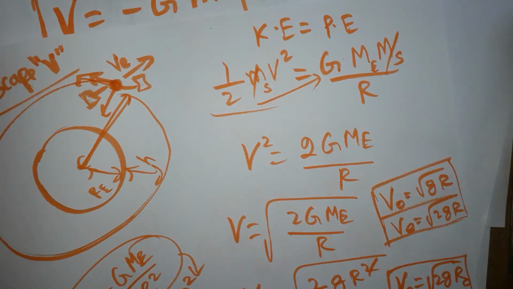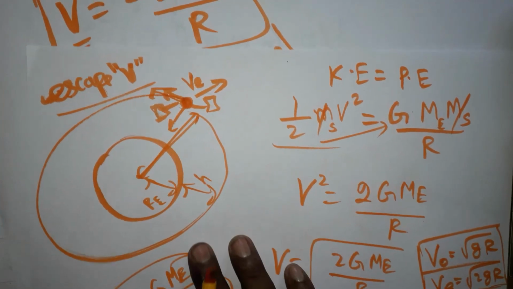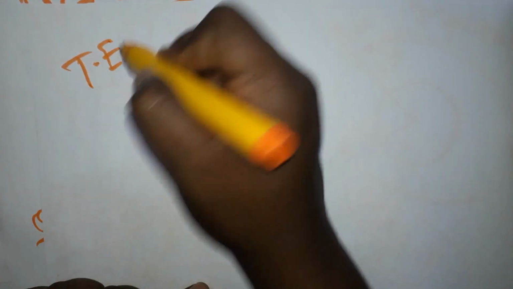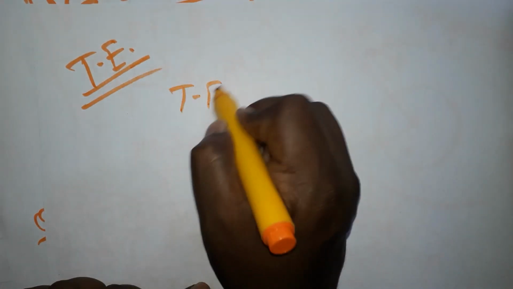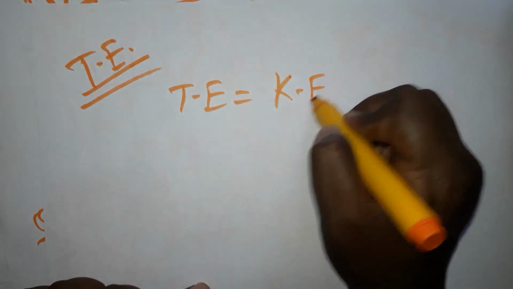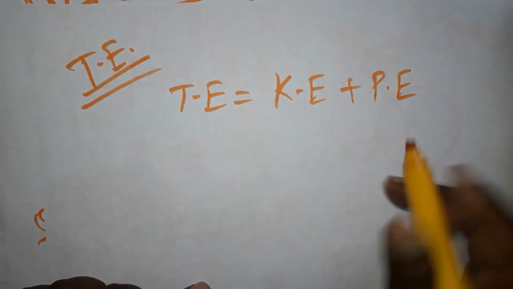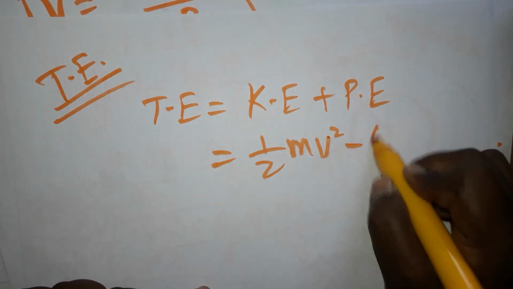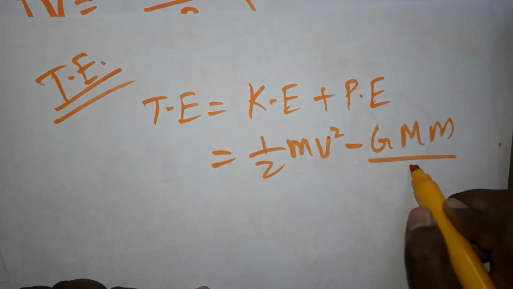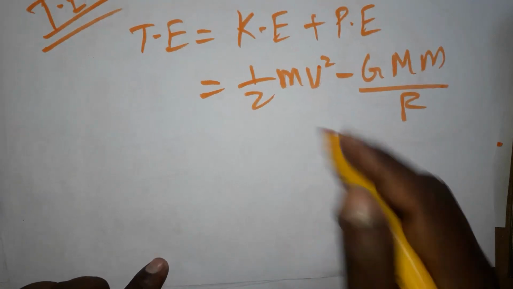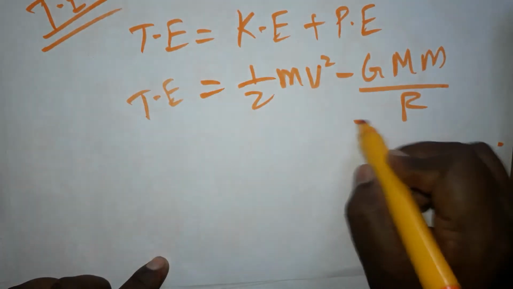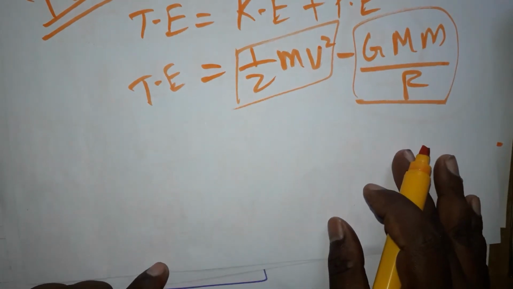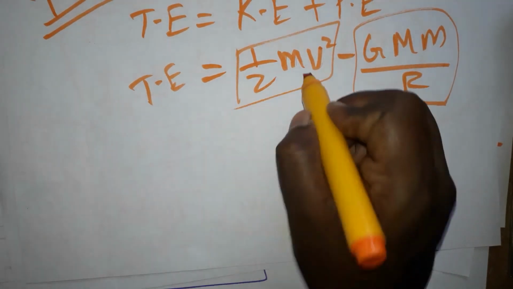The next concept we are going to learn is the total energy, the total energy of the launching satellite. Total energy is equal to kinetic energy plus potential energy. Kinetic energy is half m v square, potential energy is G times M m divided by r. I already told you how to get these. This is the kinetic energy, half m v square.